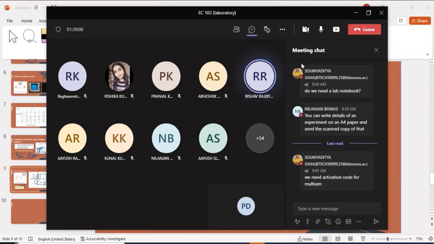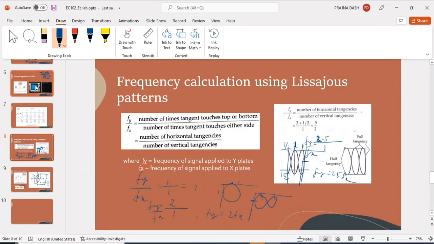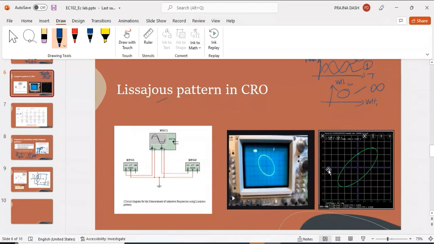Ma'am, I have a doubt about the last one you explained. Is this on phase measurement? Yes, ma'am, the ellipse type. Suppose we get this kind of ellipse structure when you connect both channels and provide the signals. You get a structure like this.